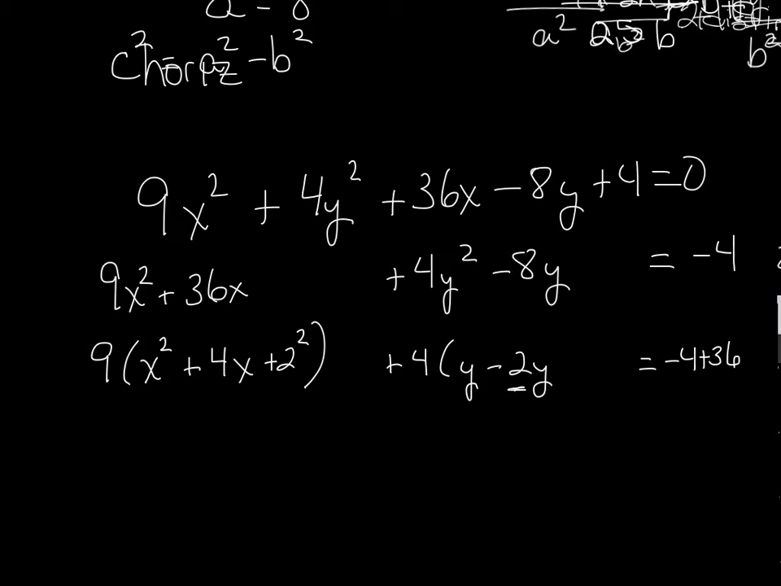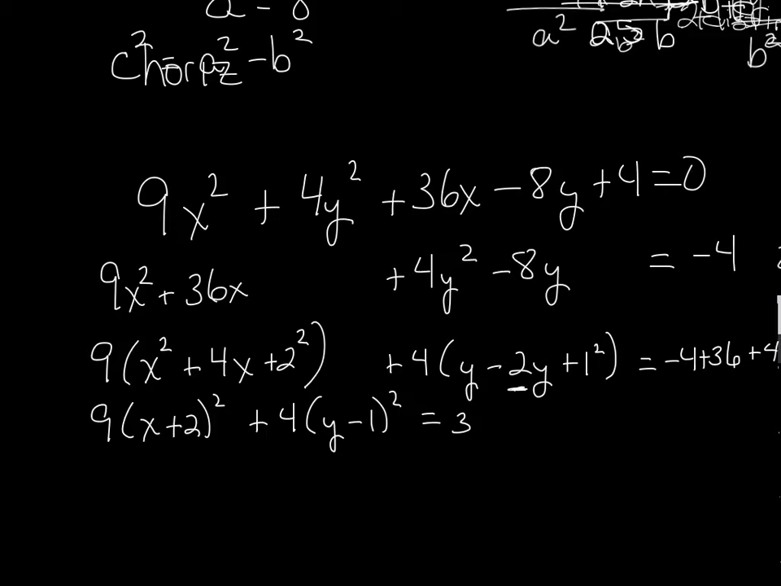Okay, half the middle term, square it, and we add it to both sides. But I'm not adding 1, I'm adding 4 times 1. So this becomes 9 times x plus 2 squared plus 4 times y minus 1 squared equals 36.